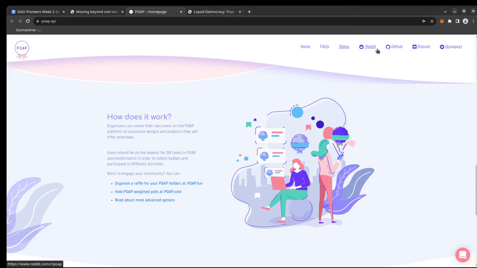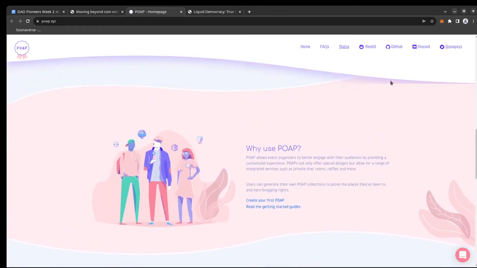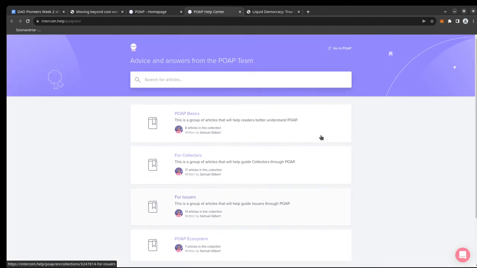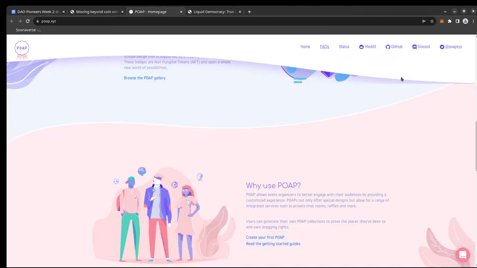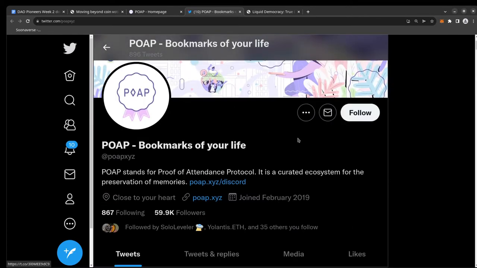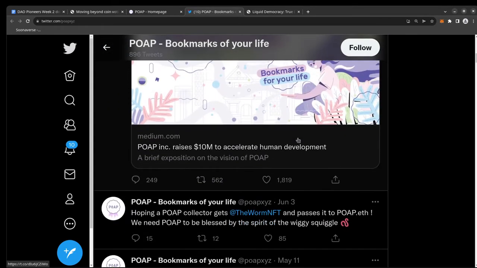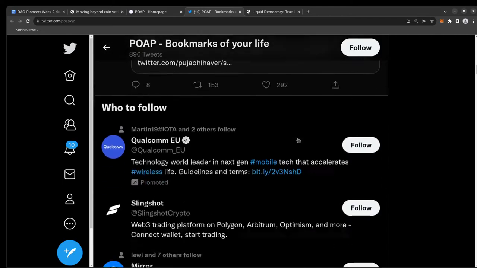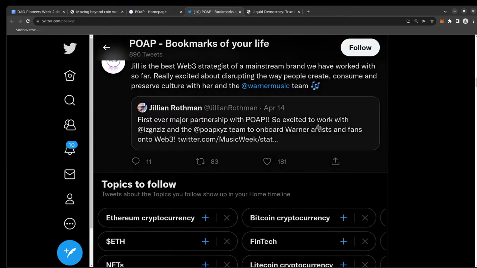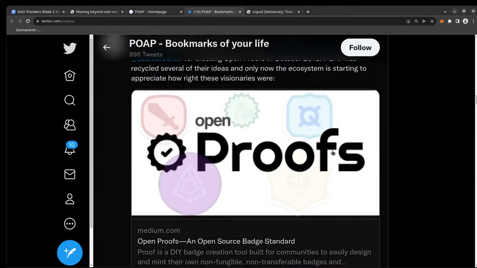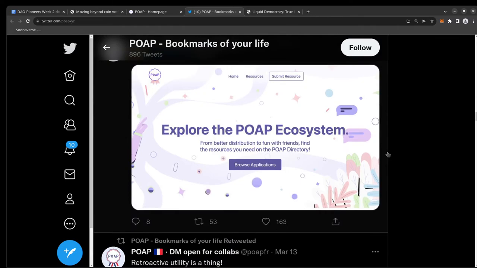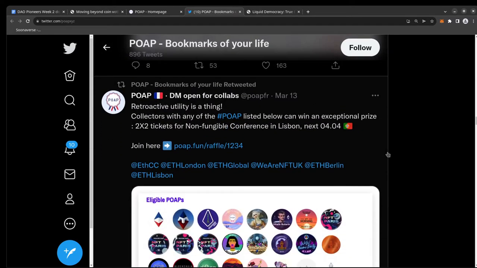POAP is a really nice application. I love it myself. Let's say that Sooniverse is trying something similar with their badges, but POAPs work the other way around. So it's not that you have to be part of a space, you can just get one of these POAPs, which in the end is, I would call it, an NFT.